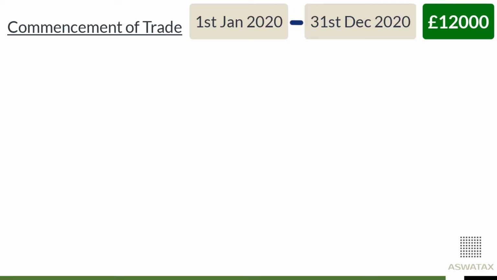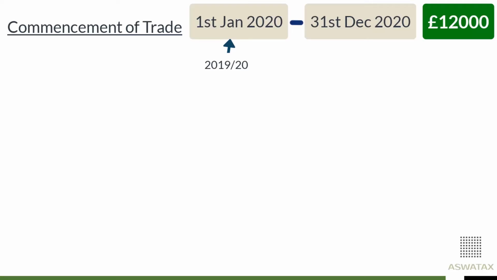12 months to 31st December, £12,000 worth of profits. What you need to look at first and comprehend, understand, accept is: when did the individual begin to trade? In which tax year does the 1st of January 2020 fall under? And that would be the 2019-20 tax year.